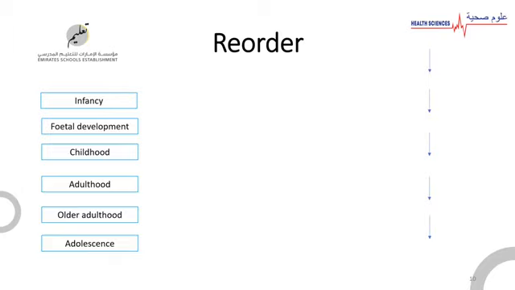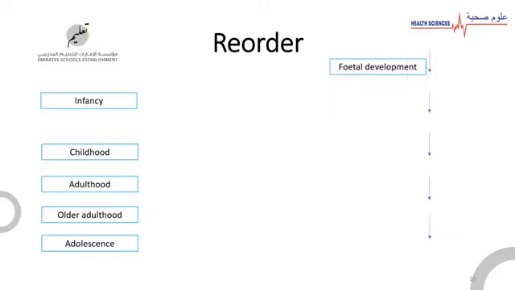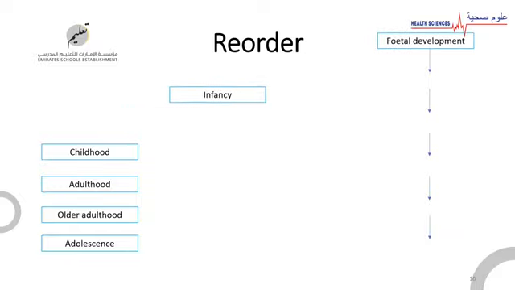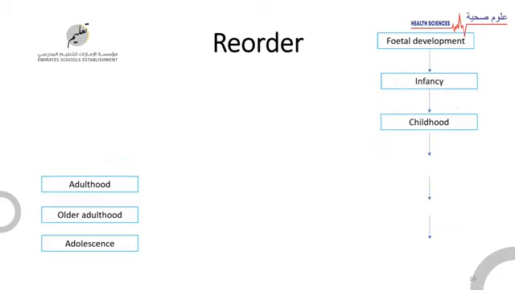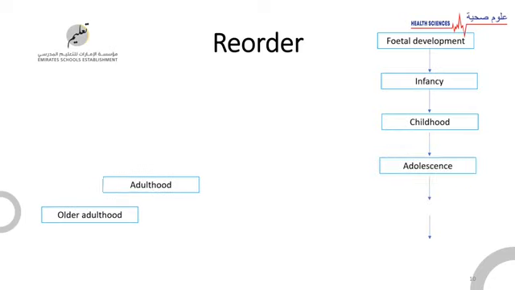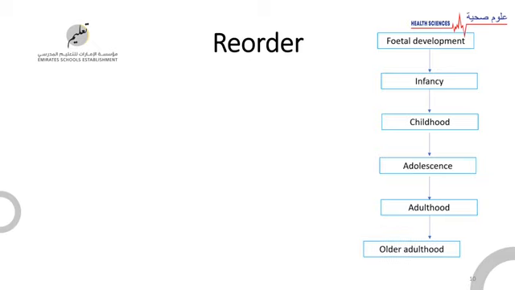This question is a reorder question where the question will have answers all in a different order and you need to place them in the right order. So the first one is fetal development. This is the stages of the human life cycle. The next one is infancy, childhood, adolescence, adulthood, and older adulthood.